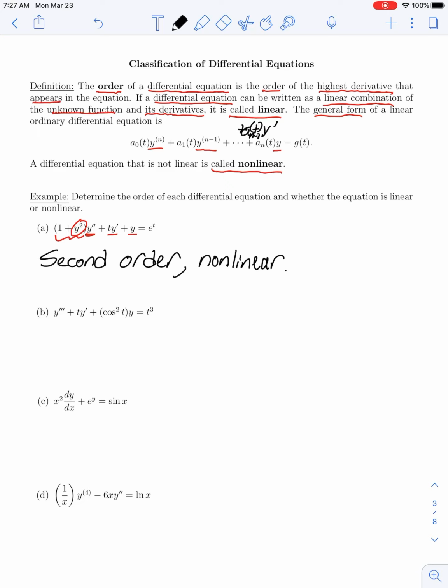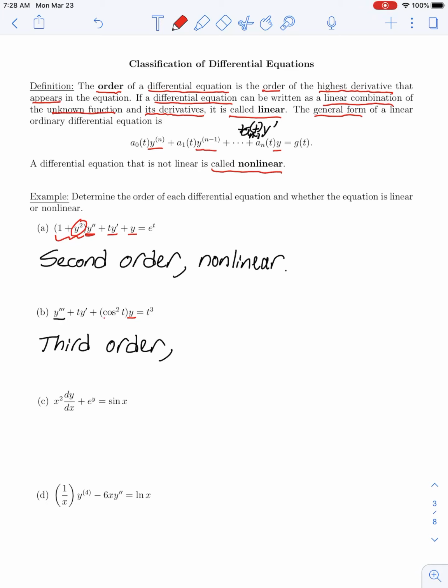Now in part B, we could start by addressing order first. And when we look at our differential equation, we see it involves up through my third derivative and no higher order derivatives. Therefore, our equation is a third order differential equation. And to address linearity, again, we want to see if it has the general form of a linear equation that we were discussing previously. So starting with our original function y, well, we have y to the first power, and it's being multiplied out in front by a function of t, cosine squared of t.